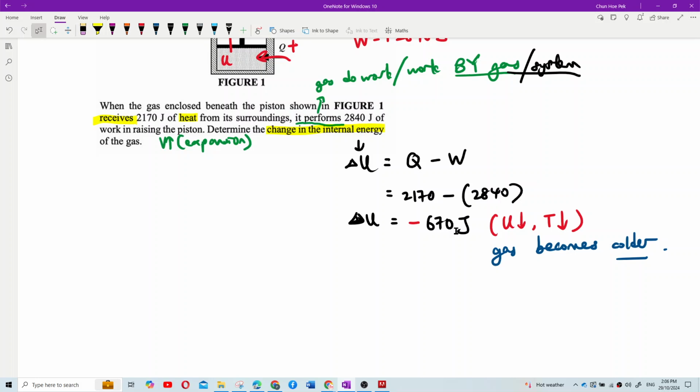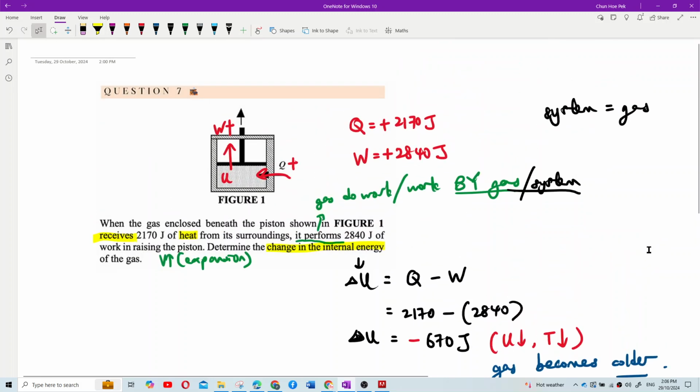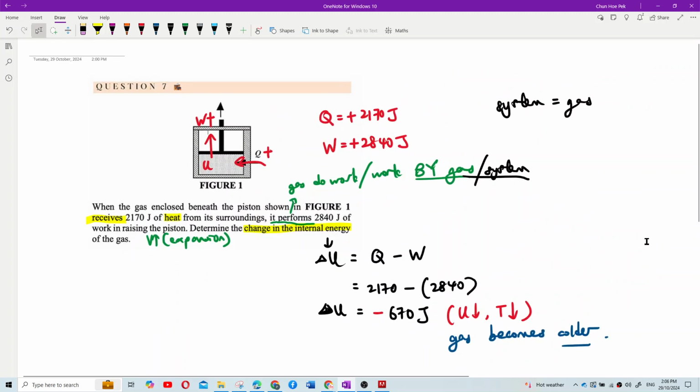Boleh faham tak kelas? Dia punya internal energy berkurang, temperature berkurang. Kalau delta U negatif, maksudnya U jadi kurang, temperature jadi kurang, so gas becomes colder. Okay, class, can understand? Sorry, saya tak nampak. Boleh faham lah kan?